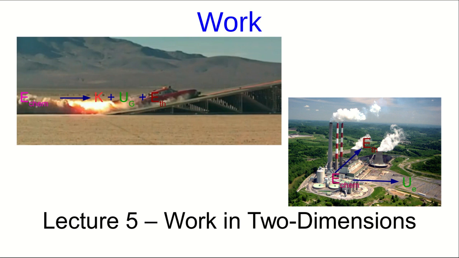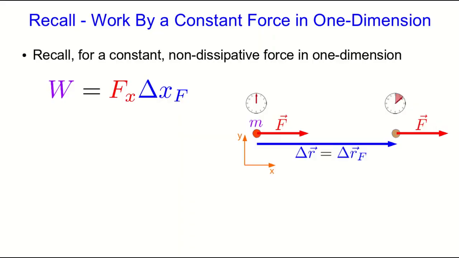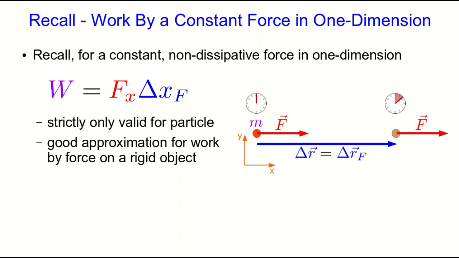Up until now in this unit I've been sticking very definitely to one-dimensional cases, but now it's time to generalize that to two dimensions. Remember that for a constant non-dissipative force acting on a particle in one dimension, the work was just the product of the x component of the force and the x component of the force displacement vector. And this is strictly only valid for a force acting on a particle, but it's a good approximation for the work by a force on a rigid object.